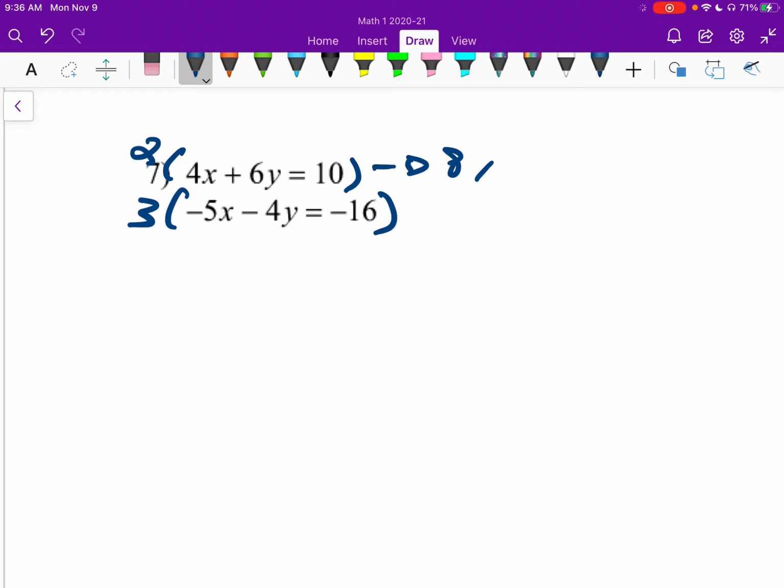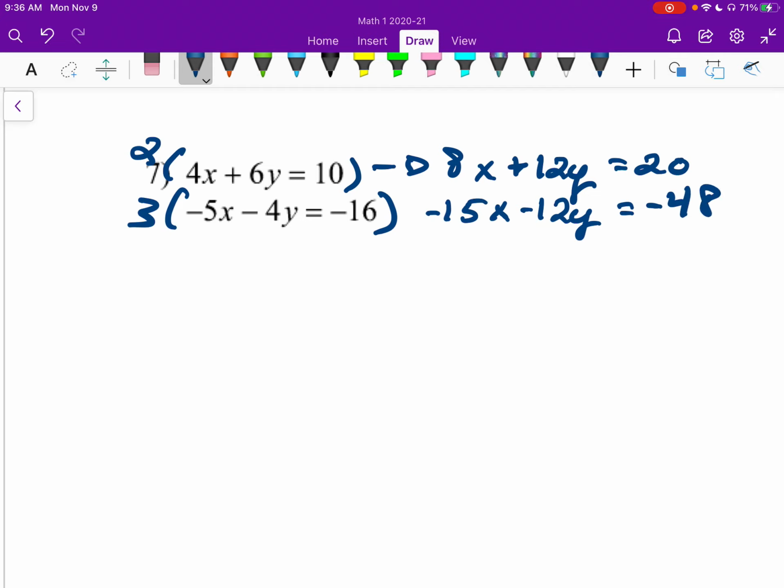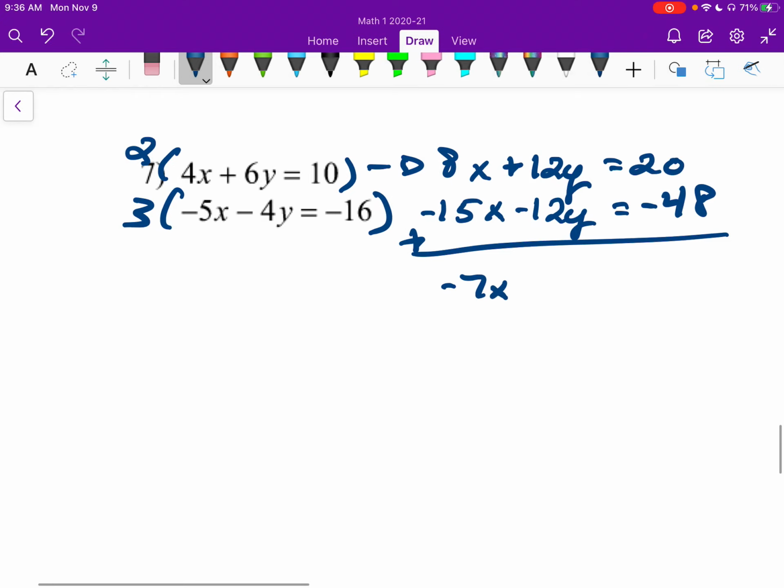So that gives me an 8x plus 12y is 20, and negative 15x minus 12y is 3 times negative 16, which gives me a negative 48. Now I can just add those together. That gives me 8 minus 15 is negative 7x, 0y, and negative 28. I divide by negative 7 on both sides, and I get x equals 4.